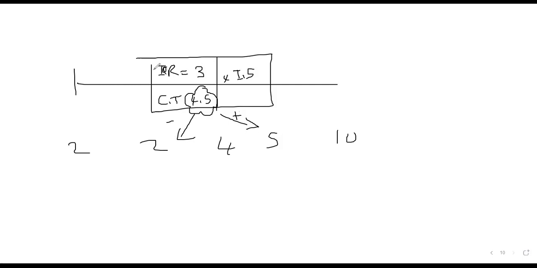I repeat, after getting the interquartile range, multiply by 1.5. You get the correction term, 4.5. So 4.5 plus the Q3 is going to give us 9.5. So we find that 10 is out of range, it's called an outlier.